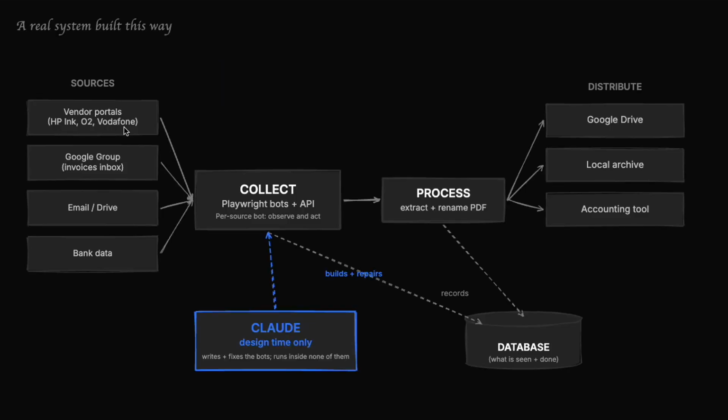Here's a simplified version of the system. Invoices come from vendor portals like Vodafone, a Google Group, email, Google Drive, and banking exports. Small collector scripts pull the documents. Another step renames and organizes the files. A final step files them to the right places for accounting. The database tracks what's already been seen and handled, so invoices don't get processed twice. The important part is where Claude sits in the diagram. Claude helped build the system. Claude helps repair the system. Claude is not inside the scheduled run.